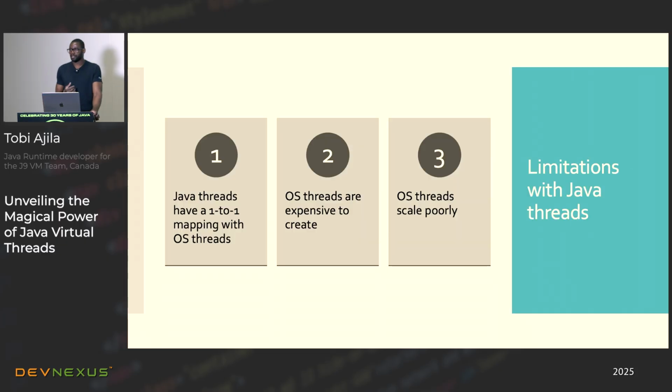Now, there are some limitations with the legacy model in Java. You'll notice in the previous slide, we have a one-to-one relationship from the Java thread to the OS thread. This causes some issues. First of all, OS threads are slow to create. When you think about what the OS has to do to spin up a new thread, it has to allocate memory for the stacks, and there's a lot of bookkeeping with the scheduler. So it does take time to create a new OS thread.